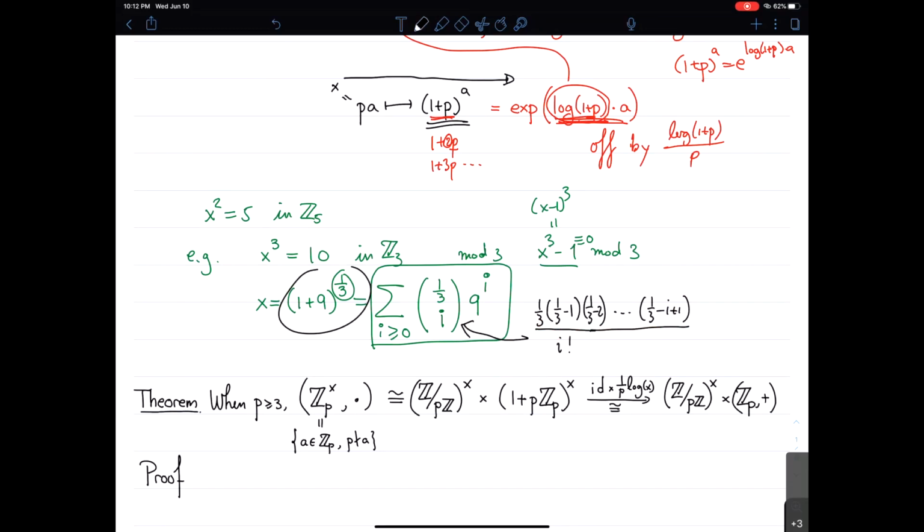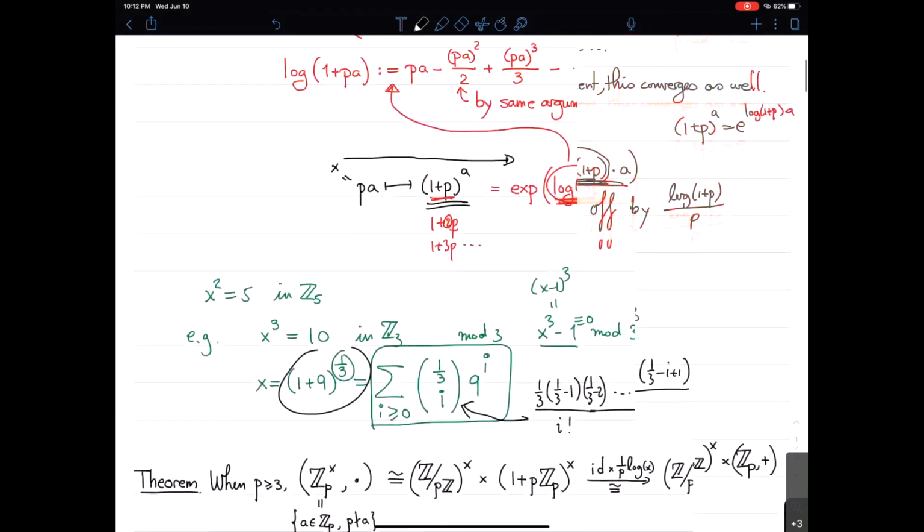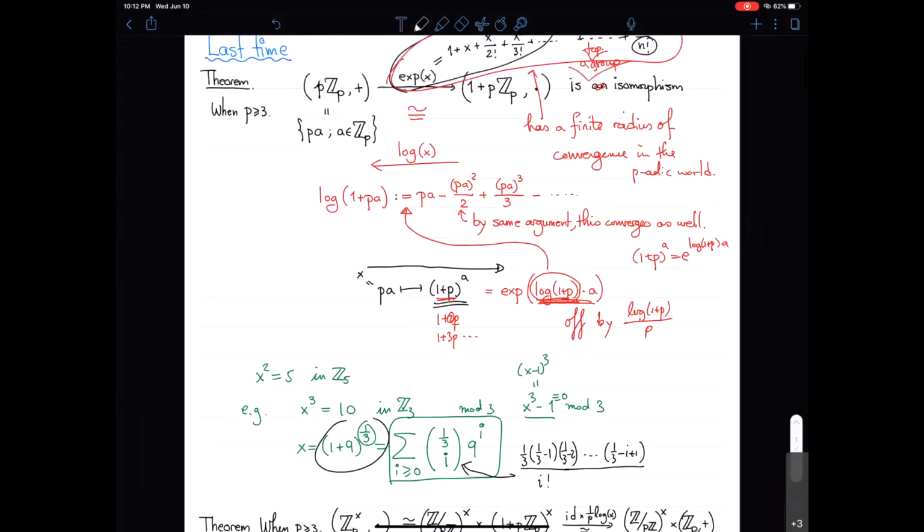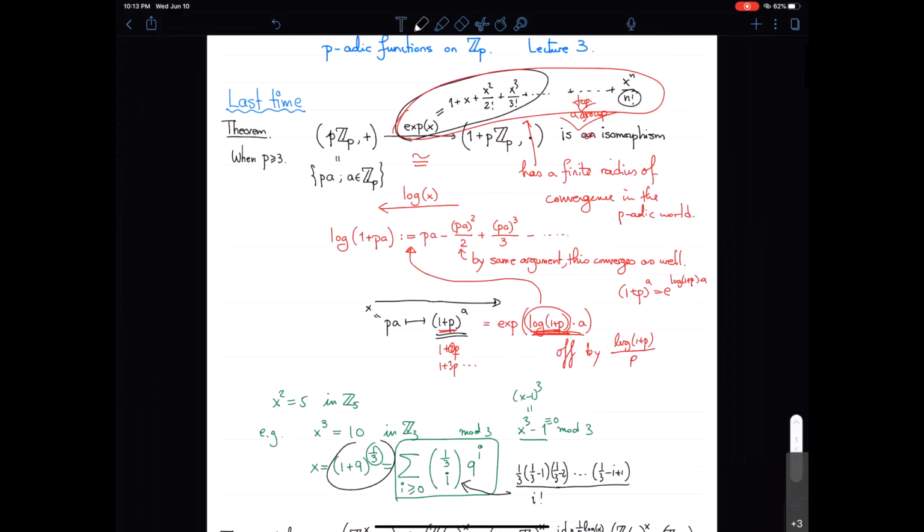You can use all these sort of crazy expressions to do things. Maybe before I explain the next theorem, let me stop here and see if there's any question about these comments. I don't see any questions, but if there are any, I'll let you know. Sounds good. You can interrupt me anytime.